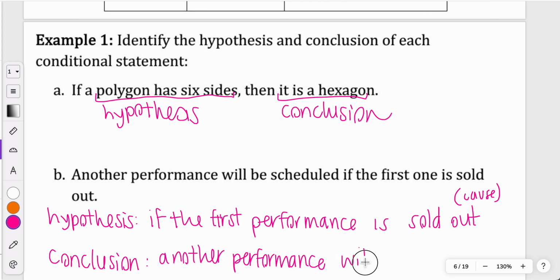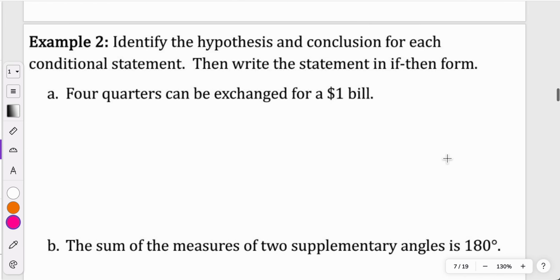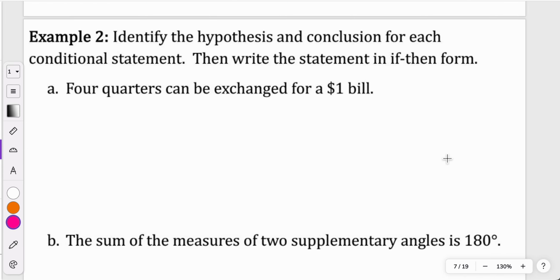Okay? That performance does not get scheduled unless the first one gets sold out. So that is why it's the conclusion, because it happens last. That would be your effect, okay? So sometimes it's written backwards, not in the if-then format, and you have to be careful about choosing your cause and effect, okay? Example 2, if you want to pause it, try it on your own, go ahead. If not, let's go ahead and try it.